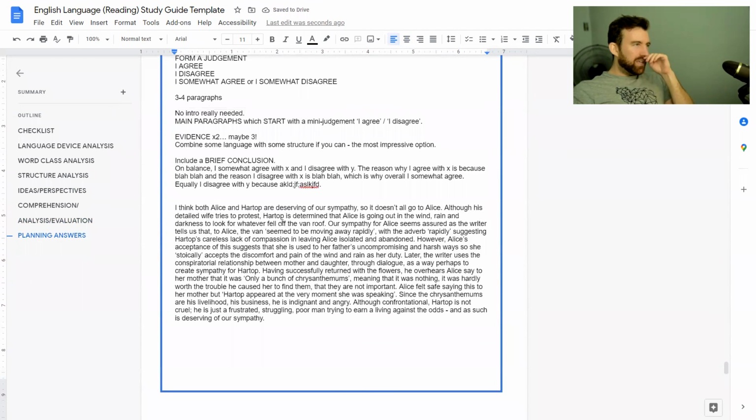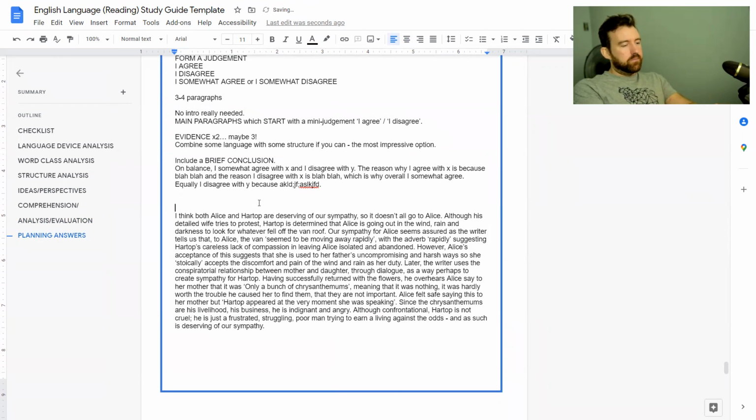And this is for one of the more recent pieces about the Hartog family, who are the greengrocers. And the question, roughly speaking, was: Hartog is cruel and all our sympathy is with Alice.